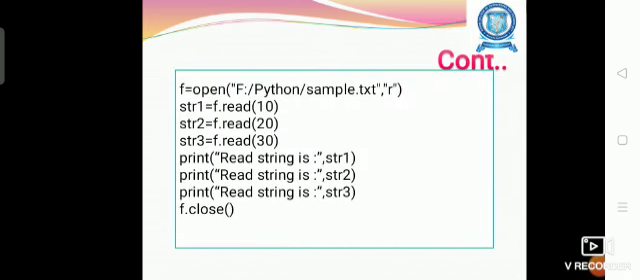First of all, we are opening the file: f equal to open of the file name. We are opening the file in read mode, so all of you note down the second argument in the file open, R. R means we want to open the file for read only. Next, we use some string variables to store the content read from the file: str1 equal to f dot read of 10.